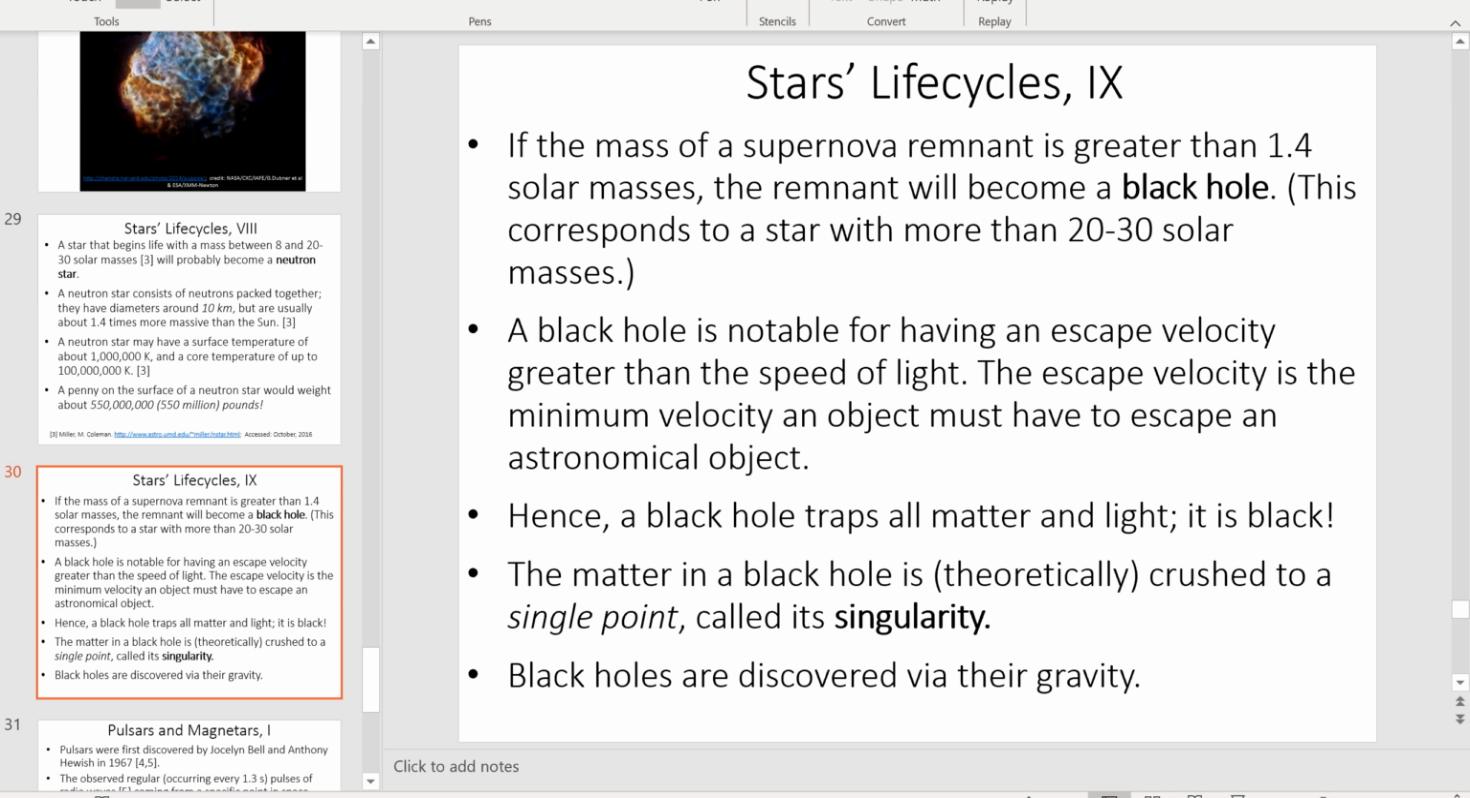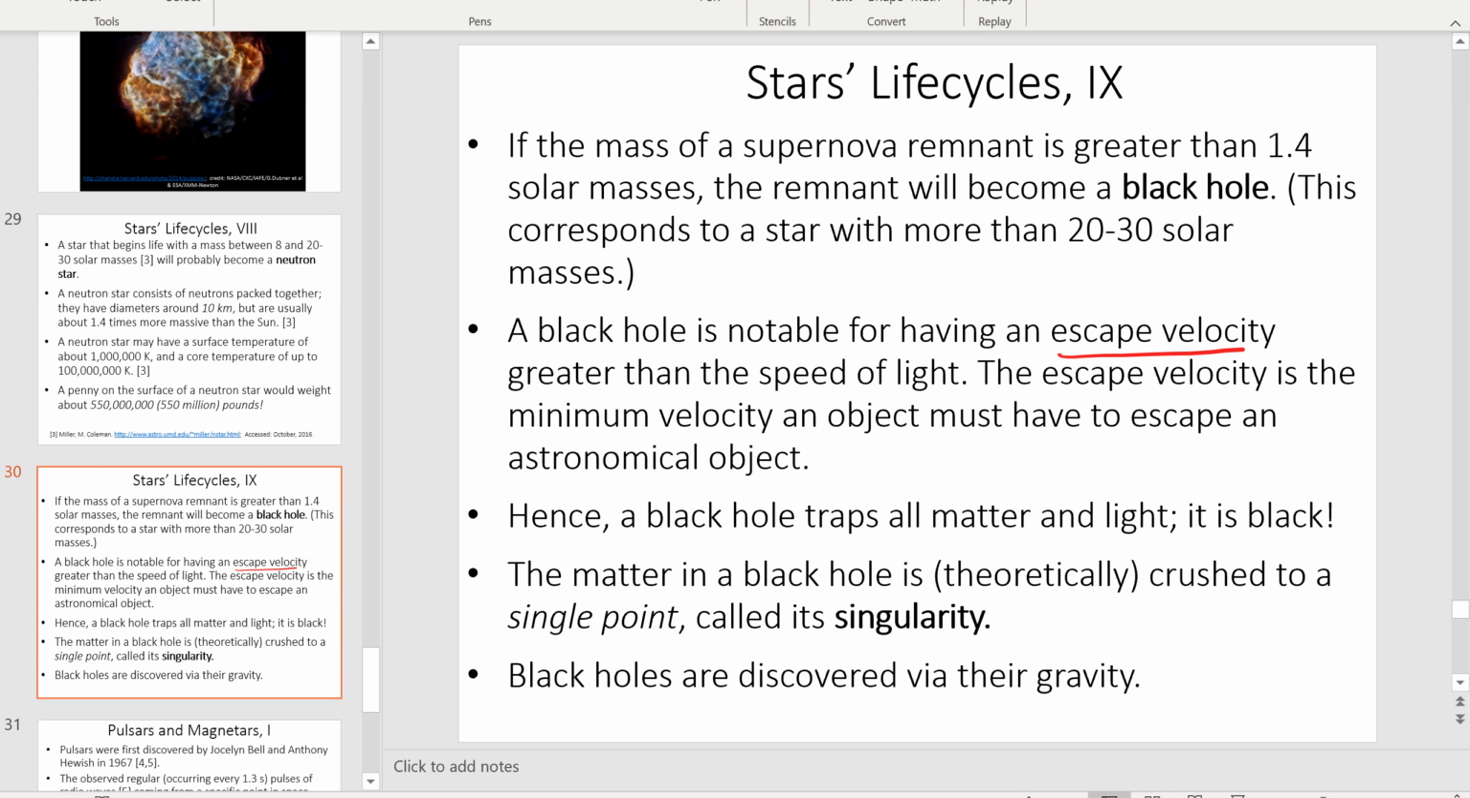And the reason light cannot escape is because every object has what's called an escape velocity. This is the minimum velocity you have to escape the gravitational pull of an object. For Earth, I never remember the number, but it's a relatively fast speed. Anyway, Earth has a certain escape velocity. If you want to escape Earth's gravitational pull, you have to orient yourself away from Earth and move with at least this speed.